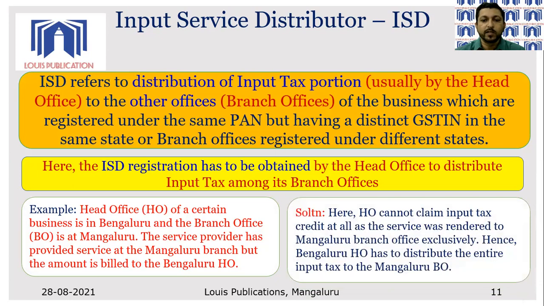So it is the responsibility or obligation of the head office. Here the head office cannot claim input tax credit at all, as the service was rendered to Mangalore branch office exclusively. So the entire amount of input tax has to be given to the Mangalore branch office, because head office did not avail any service. All services were availed by Mangalore branch office only. So since the billing has been done to Bengaluru head office, it is important that the Bangalore head office transfers or distributes the entire input tax to Mangalore branch office.